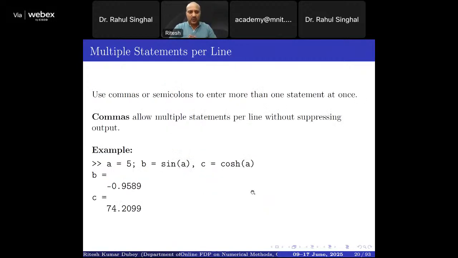And you can use multiple statements per line. You can terminate the output of a equal to 5 with a semicolon, then b equal to sin a and c equal to cos a, and then it will show you the output. So in the same line, you are assigning three different variables with three different values, and you have purposefully suppressed the output of the assignment a equal to 5. So that you can do.